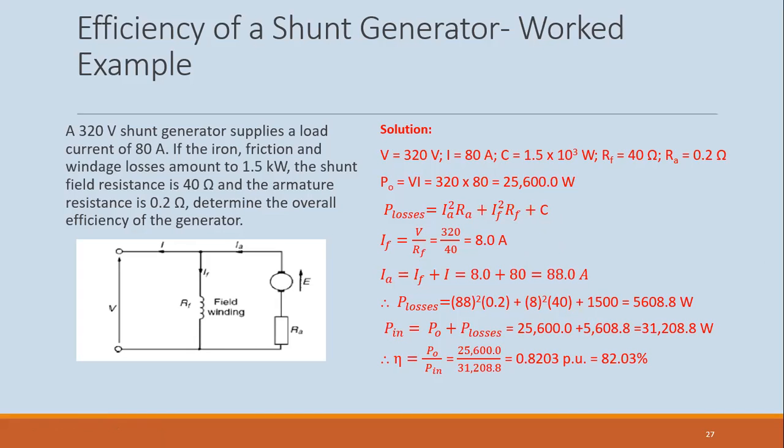So we can work out what the input is now. It is basically P out plus P losses. So the input power is 31,208.8 watts. And then from the formula for efficiency, P out over P in, we get an efficiency of 82.03%. So very simple, very straightforward here.